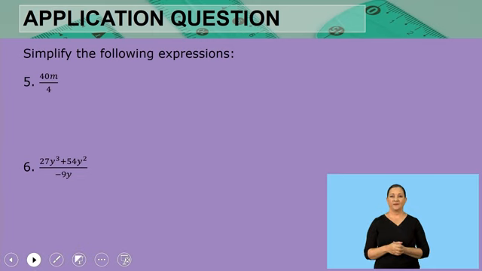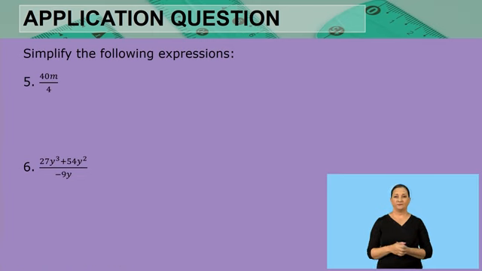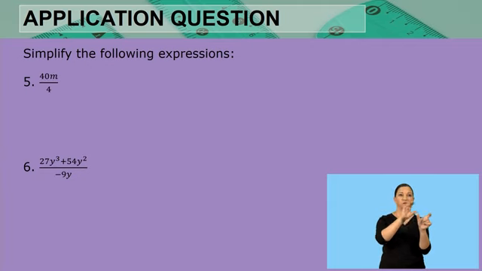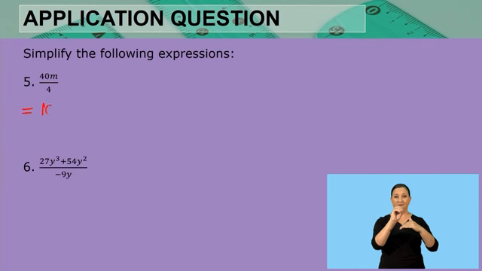Let's look at the next one. We are now here dividing a monomial with a constant. Now when we are dividing a monomial with a constant, remember, we are just going to divide the numbers and then leave the variable as it is. So we are going to say 40 divided by 4, and that gives us a 10. And that variable is going to remain the way it is.